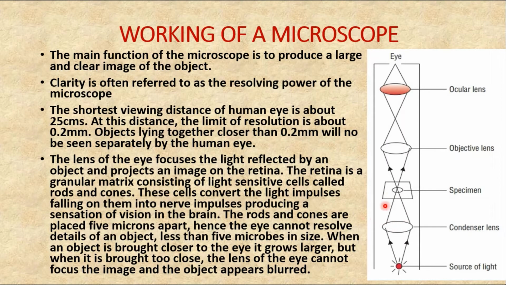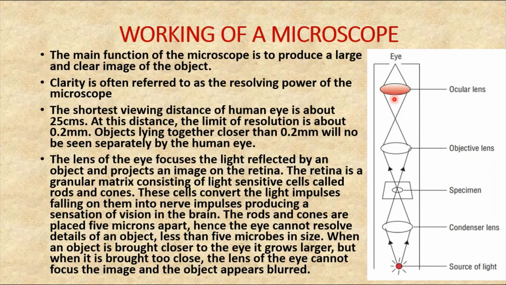Here, the lens of the eye focuses the light reflected by an object and projects an image on our retina. Now this retina is a granular matrix consisting of light sensitive cells called cones as well as rods. That means our eye possesses cones and rods. These cells convert the light impulses falling on them into nerve impulses, producing a sensation of vision in the brain.